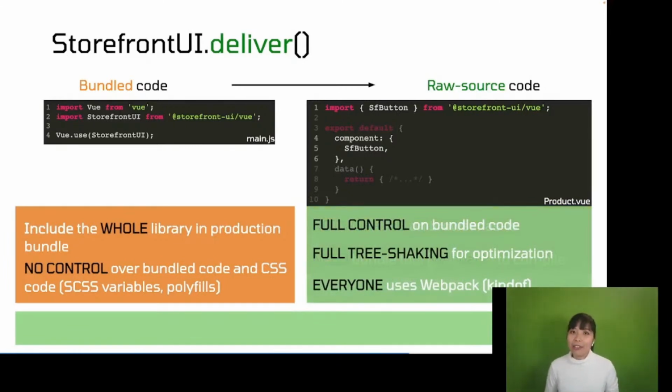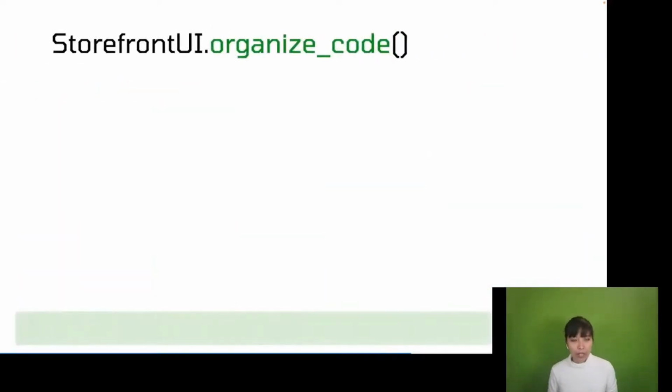Well, the good news is that we trade off for full control over the bundle code, full tree shaking, everything included in the web applications. There's no extra piece that you don't want in there. And nowadays, most applications are developed with some sort of bundle management tool like Webpack or Vite and so on. So the next aspect is how we organize code, because we also want to attract contributors.